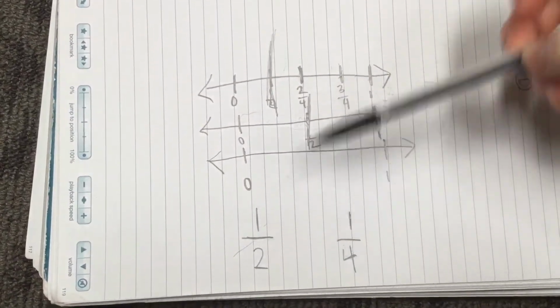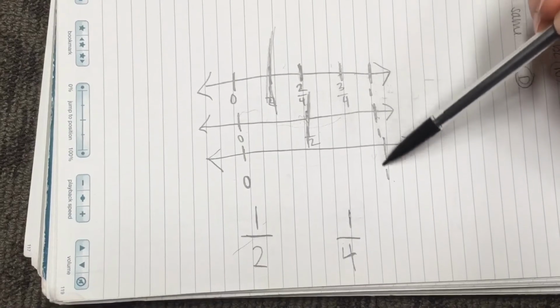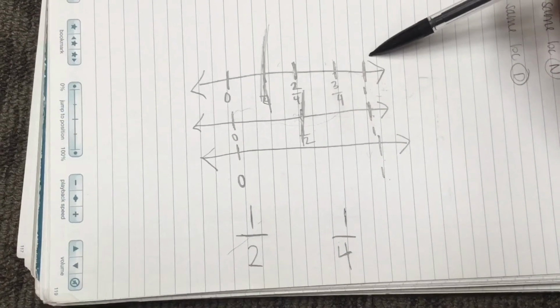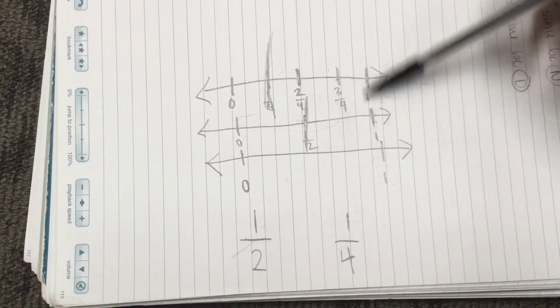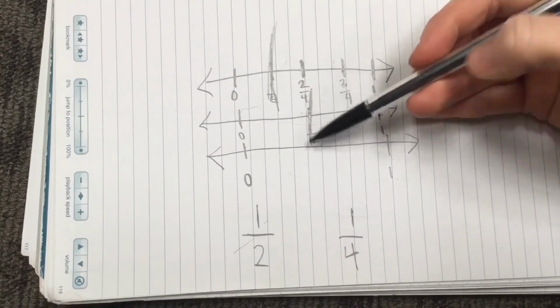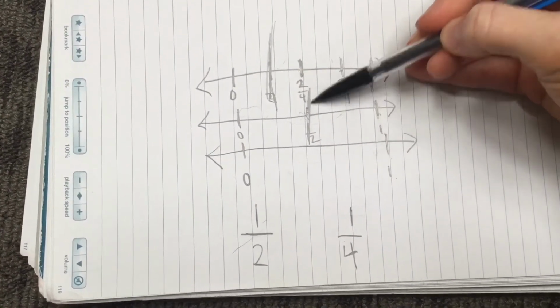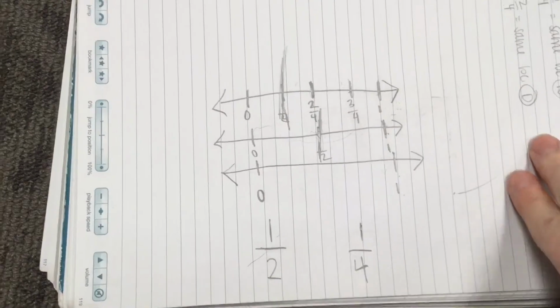And when we're comparing and trying to figure out which one's bigger, we're going to look to see which one's closer to the whole number, because if we're eating chocolate, we want as close to a whole bar as we can. So here's 1/2 and here's 1/4, so 1/2 is closer, so it would be the bigger number.